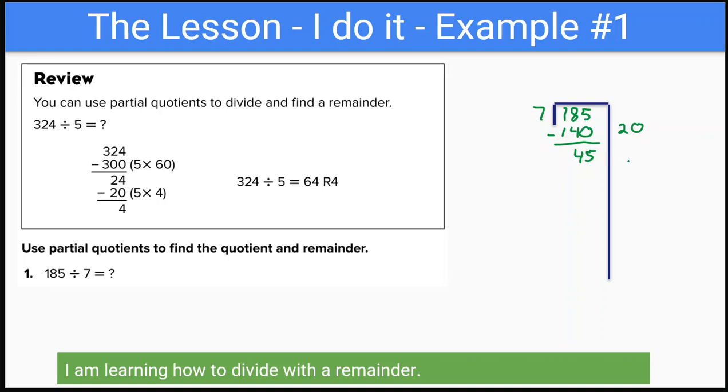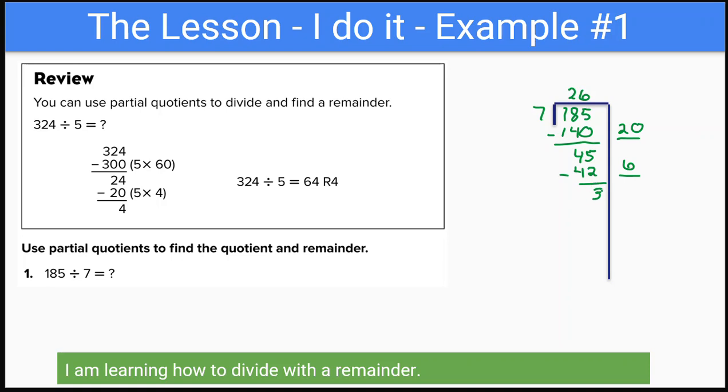Now, I want to think of something times 7 that's close to 45. Well, I know if I go 6 times 7, I get 42, and that's really close, right? So 6 7s is 42. Subtract and I get a 3, okay? Now, no 7s can go into 3. So far I used 20 and 6, that's my quotient. First we put in 20 7s, and then 6 7s, 26.